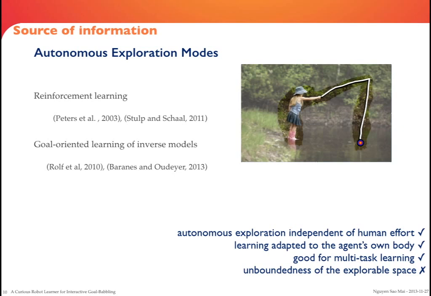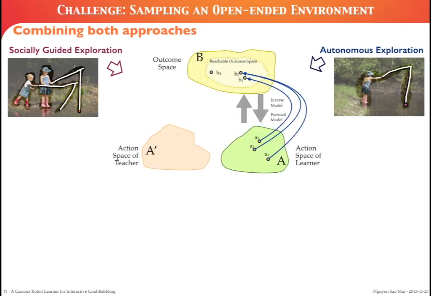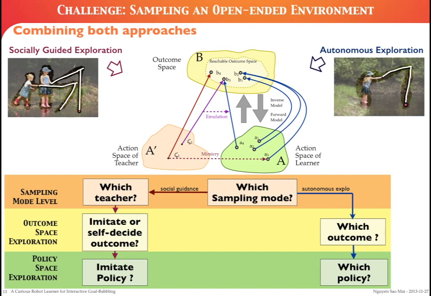So to sum up, we have two kinds of methods that use two kinds of source of information, and our idea is to try to combine those advantages in a single system. So to use social guidance and autonomous exploration to learn a mapping between a B and A space. So you learn the mappings, and you can experiment either by yourself or try to observe a teacher who does a policy, and then you can try to repeat this policy by mimicry, or you can try to emulate. When you observe a teacher making a certain outcome, then you can emulate that and reproduce that outcome.